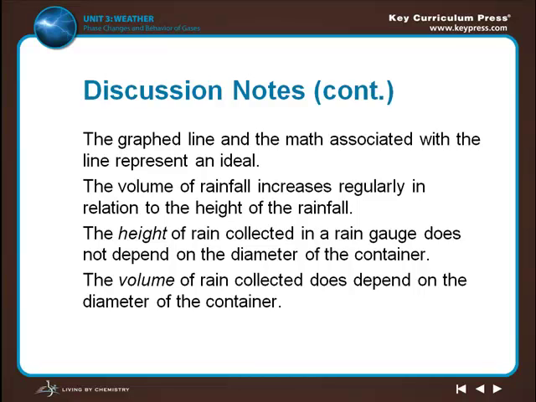The volume of rainfall increases regularly in relation to the height of the rainfall. The height of the rain collected in a rain gauge does not depend on the diameter of the container. Bucket, graduated cylinder, doesn't matter. The volume of the rain collected does depend on the diameter of the cylinder. So if we have this one and they're both sitting in the rain, and then I took them out of the rain, this one would have more volume, but they both would have the same height of water. Since they both have the same height, that's how people measure the rain based on height, not volume. Volume is not an accurate measurement of rainfall.